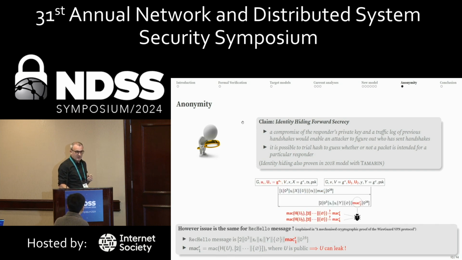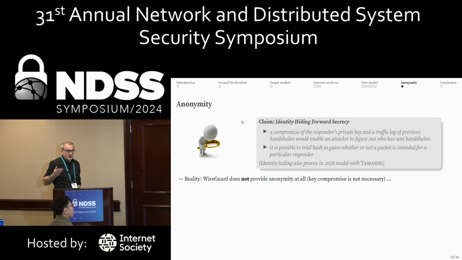However, the situation is worse, because if we consider the second message, there is the same issue with the MAC that allows the identity of the initiator to leak. This point was identified in a computational analysis of WireGuard, and we also found the attack with our symbolic analysis. So what is the current real situation for WireGuard? Simply, it does not provide anonymity at all. That's all.